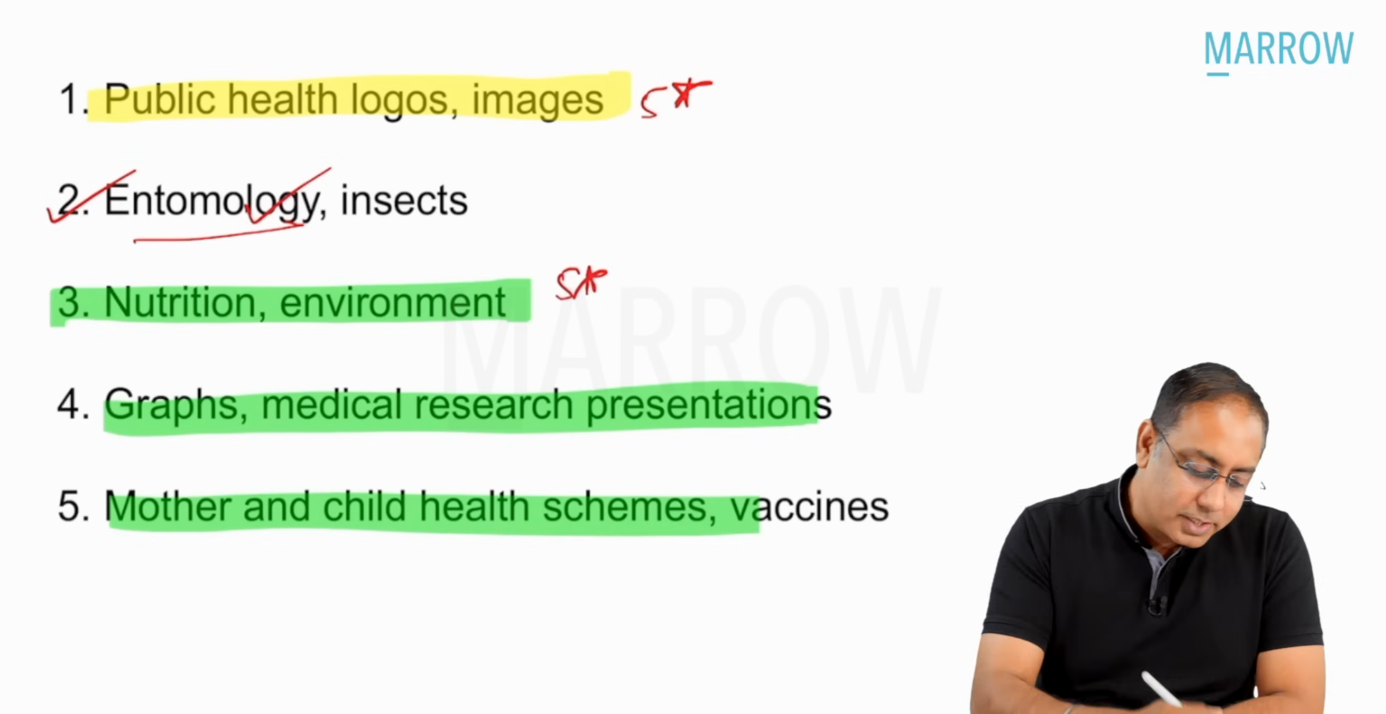And last is again an old gold topic, that is mother child health schemes: JSSK logo, Anemia Mukt Bharat logo and things like these. Let us take on the first topic, that is the national health programs, the public health logos and images. If you look at this first, very frequently asked logo, what is this logo?